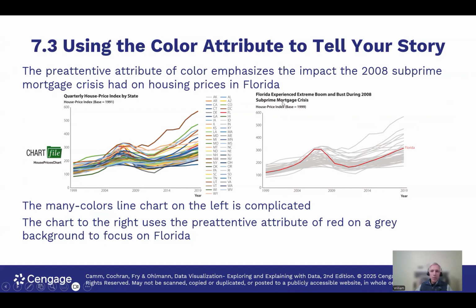So what I'm going to do first, I'm going to change the title. I'm not going to just say quarterly house price index by state. I'm going to say Florida experienced extreme boom and bust during the 2008 subprime mortgage crisis. And then I'm going to show what happened in all the states with gray lines. And then I'm going to show what happened in Florida. It went way above, almost above everybody in 2008, and then it dropped off to the lowest quartile after the subprime crisis, and it has mostly recovered since then. Much more effective if that's what I'm trying to do.